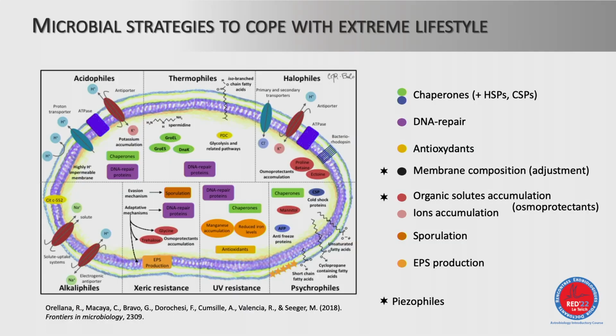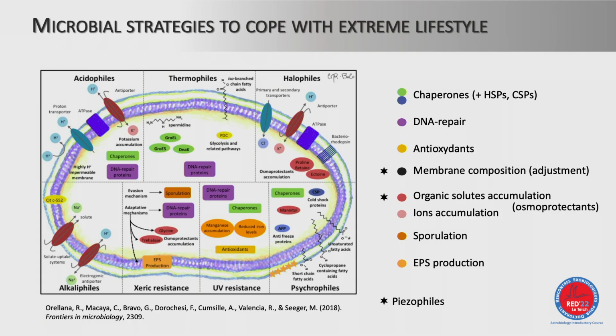You can find also microorganisms which accumulate organic solutes. Those molecules act as osmoprotectants. You can find that in the halophiles, for example, and also some psychrophiles, and also acidophiles. What is really important here is to think that acidophiles and alkalophiles keep the pH in the cells neutral. So they have developed mechanisms to keep the pH neutral.